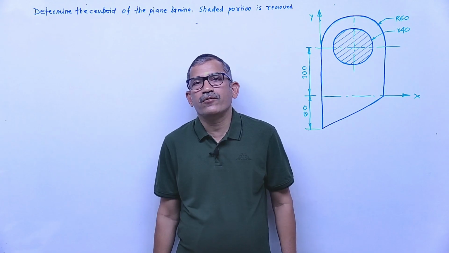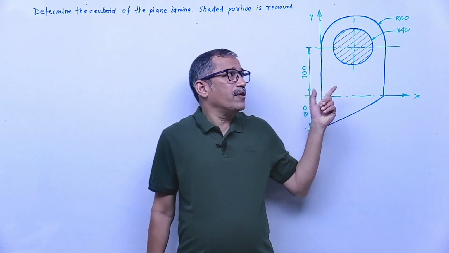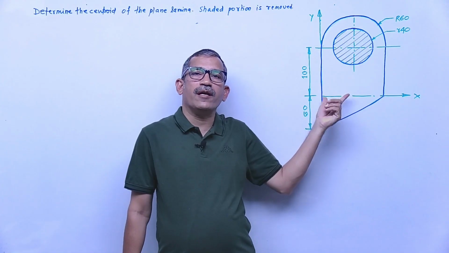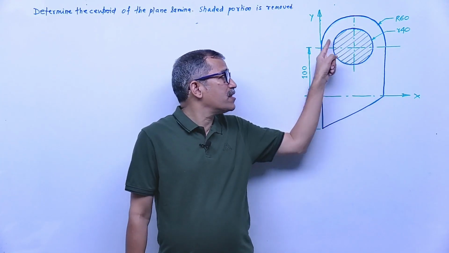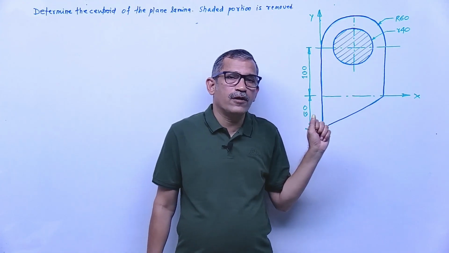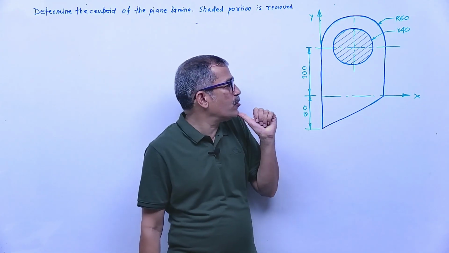Today in this lecture we will solve a problem of centroid. See, the figure is given, but this shaded portion is removed from the lamina. Means what? This is a hole actually, a circular hole. First step is what? We'll divide the given lamina into a minimum number of components. How many components are there?